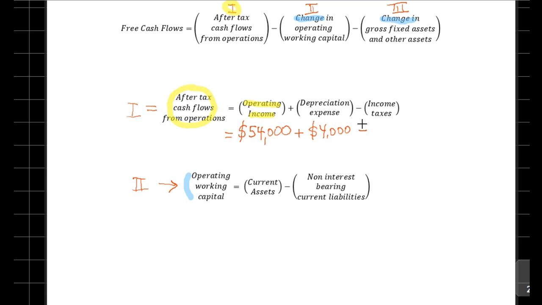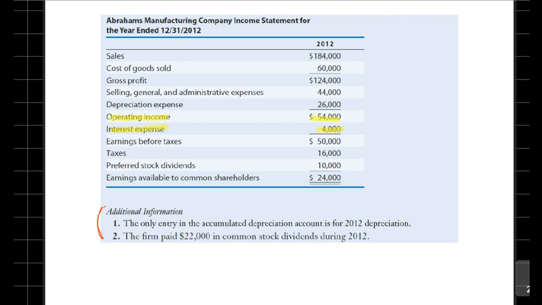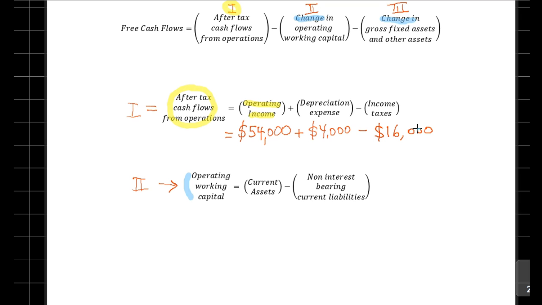Finally, we need to deduct income taxes. That's also part of the income statement, and there you go, taxes in the amount of $16,000. And we are pretty much done with the first part. Adding up 54,000 and 4,000 will get 58,000, minus 16,000 we should come up with, I believe, $42,000. And it's time to also put it into the first component in our formula for free cash flows, 42,000 minus.